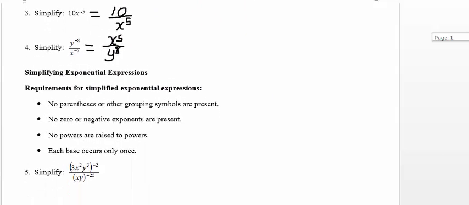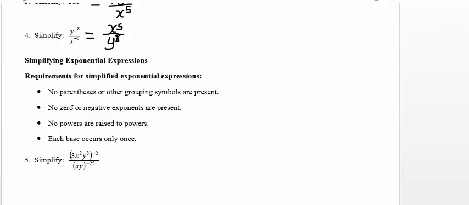When I simplify exponential expressions, there are 4 requirements that need to be true for the expression to be simplified. No parentheses or grouping symbols are present. No zero or negative exponents are present. No powers are raised to powers. Each base only occurs once.